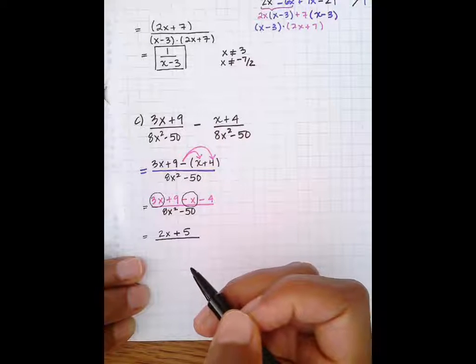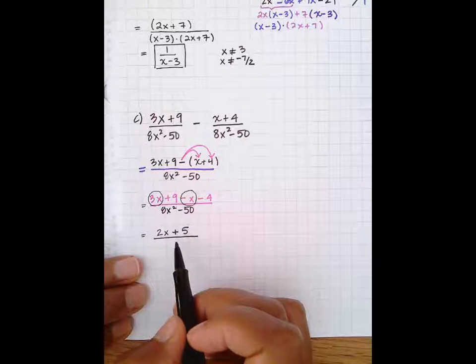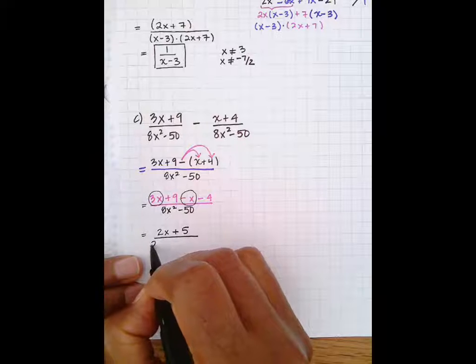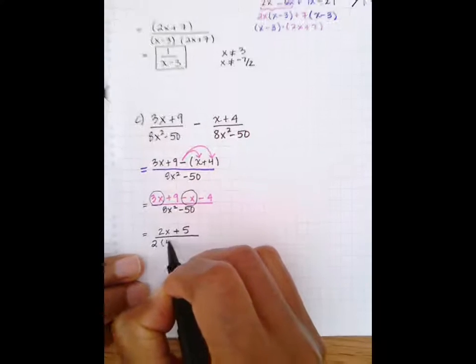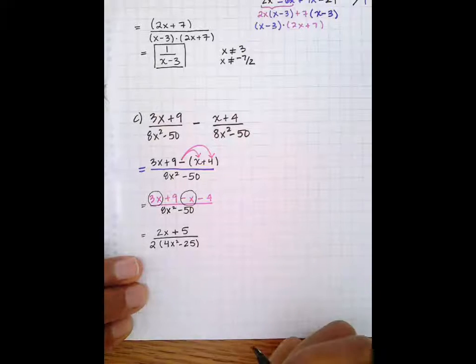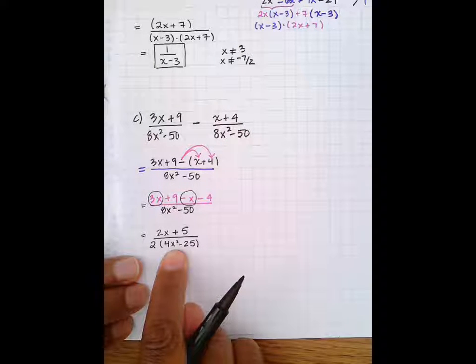But one of the things that we always want to check is whether the denominator is further factorable, and could it cancel with perhaps the numerator? So I notice that 8 and 50 both have a 2 in them, so I'm going to factor out a 2 and see that I get 4x squared minus 25. That remains. Now hopefully you recognize that 4x squared minus 25 is the difference of squares.